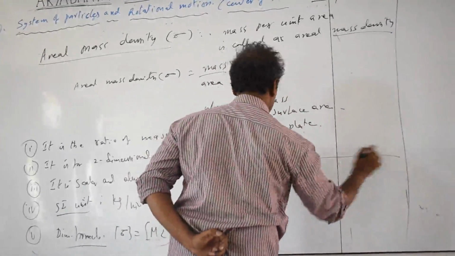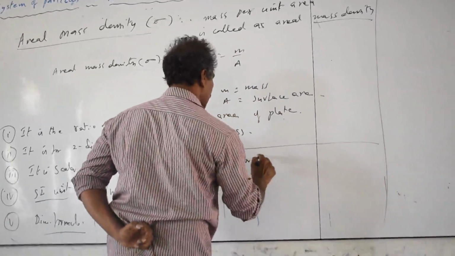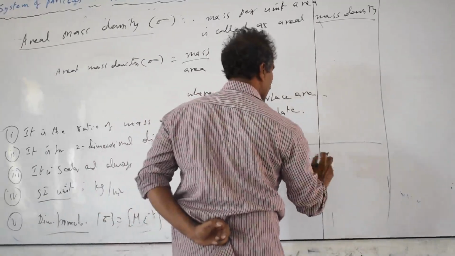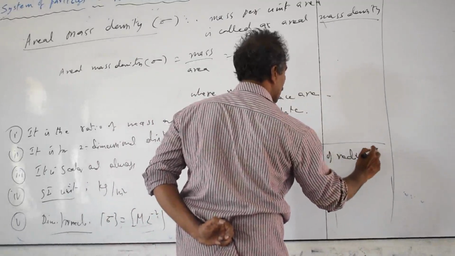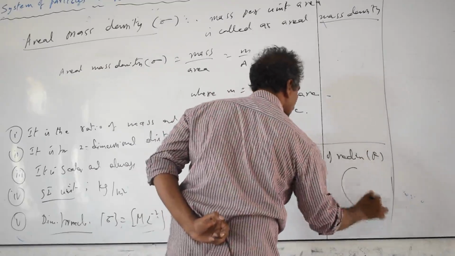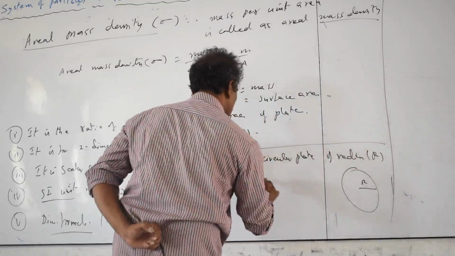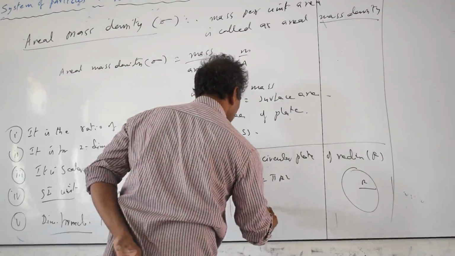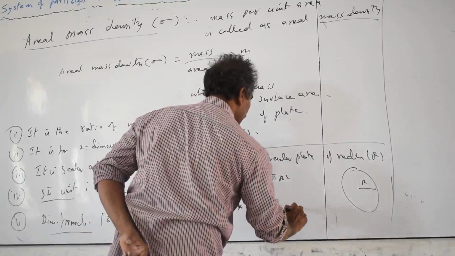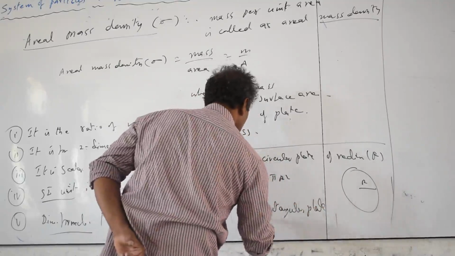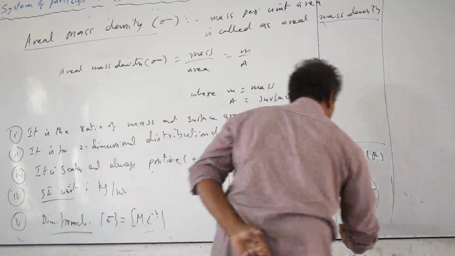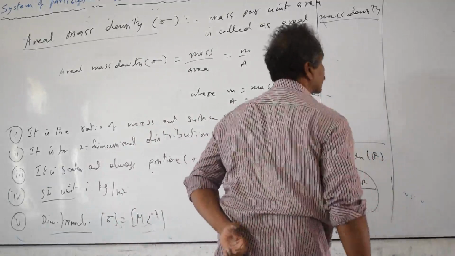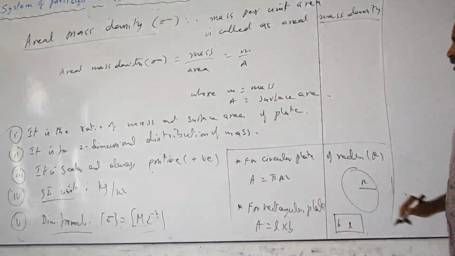This area part, circular plate of radius r, area is equal to pi r square. For rectangular plates, area becomes equal to length into breadth. Take this breadth and length. That is required only for the numericals purpose.